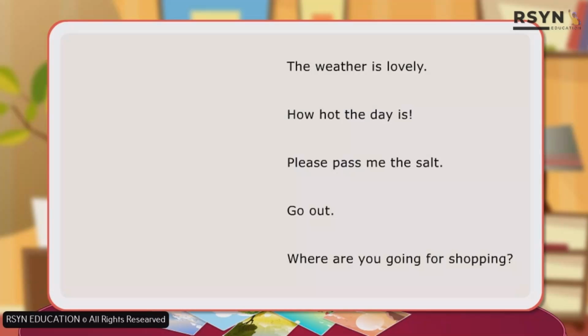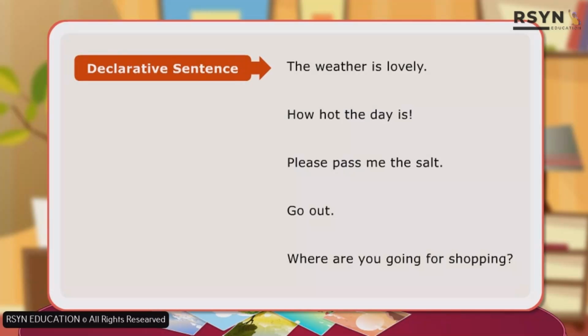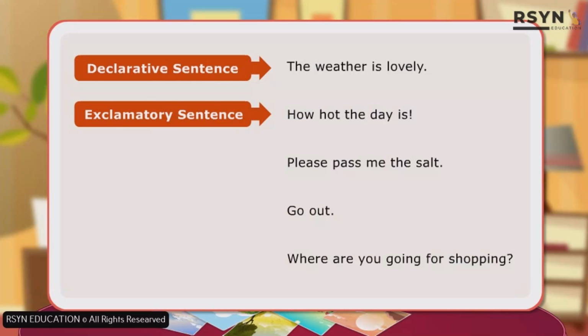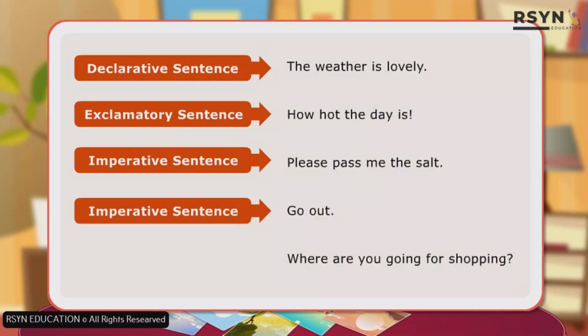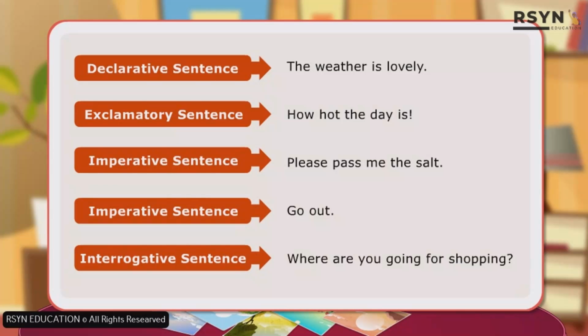The first sentence makes a statement and is a declarative sentence. The next sentence makes an exclamation and is an exclamatory sentence. The third sentence makes a request and is an imperative sentence. The fourth sentence is also imperative as it issues an order. The last sentence is interrogative as it asks a question.